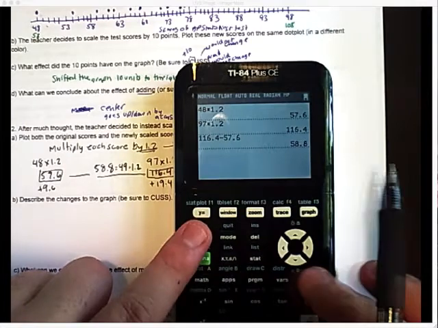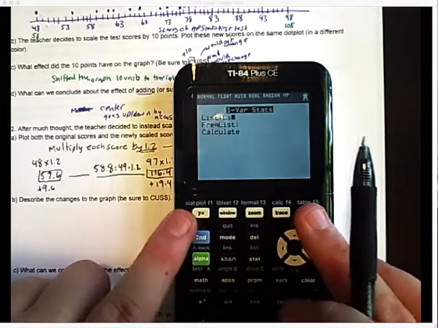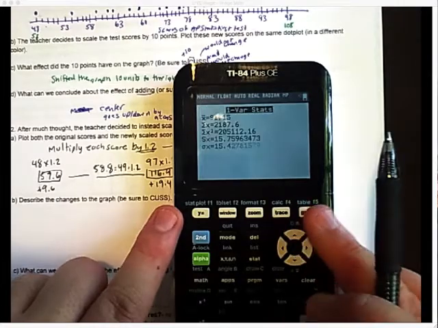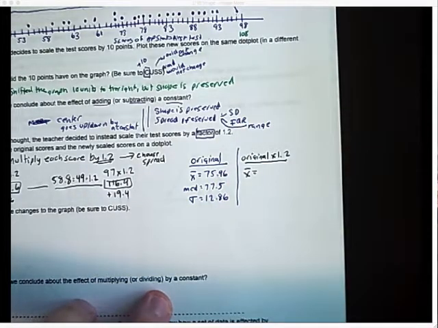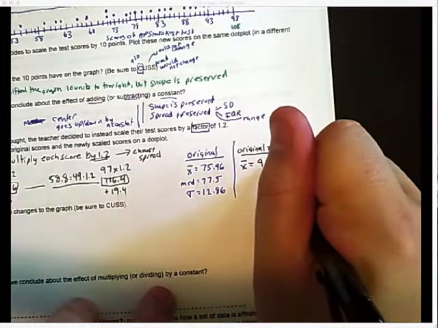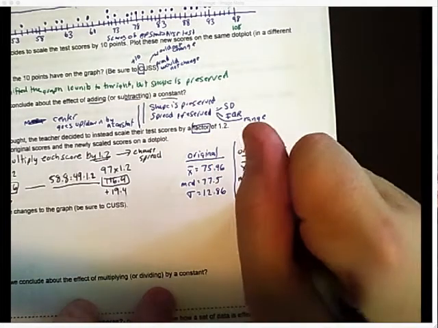Now if I run my stats again for list 3, I'm going to write this data down. The new mean, after I multiply all the numbers by 1.2, is 91.15. The new median is 93. The new spread is 15.43.